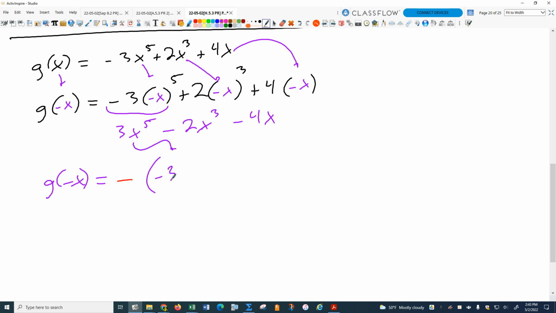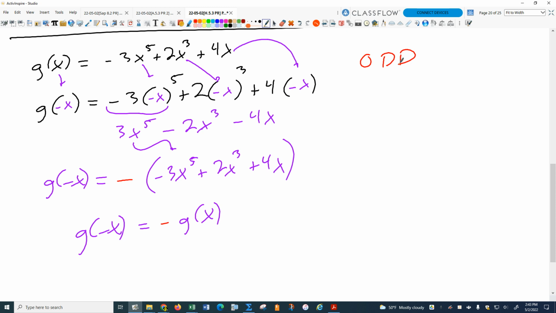So that's going to have to be a negative 3x to the 5th, isn't it? Because negative times negative gives me my positive, right? This one's going to be a positive 2x cubed, and that one's a 4x. Well, look at that. That's just g of x. So g of negative x equals negative g of x. So what do we know? That's odd, right?